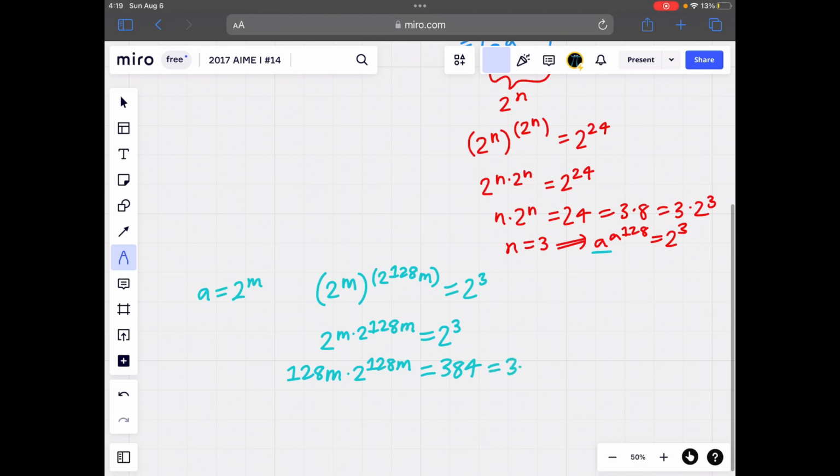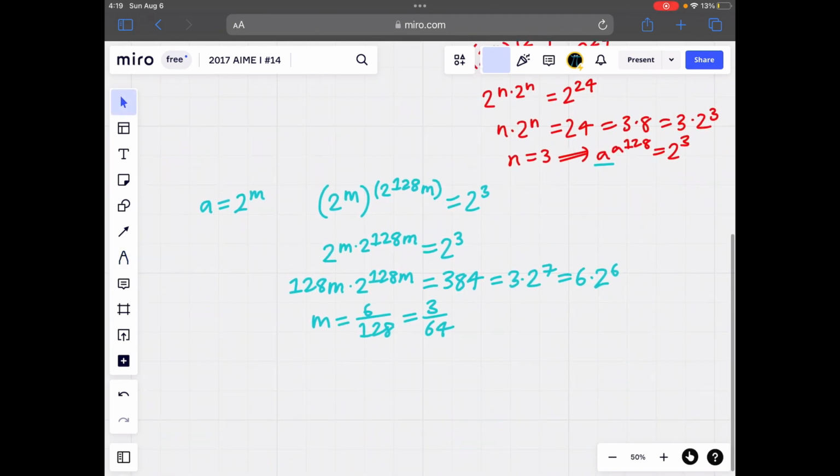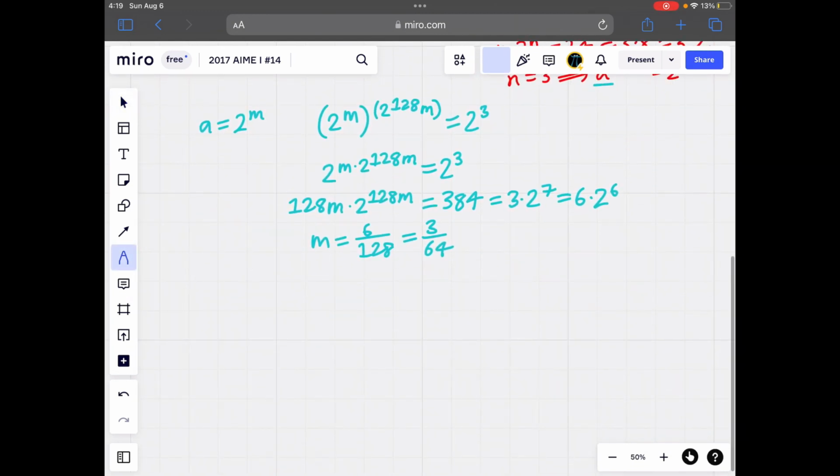And that's equal to 3 times 2 to the 7th, which is 6 times 2 to the 6th. So 128m is equal to 6, as you can see here. We have m equals 6 over 128, which is just 3 over 64. So a to the 256 is just 2 to the m, which is 2 to the power of 3 over 64, to the power of 2 to the power of 256m. 256 times 3 over 64 is 768 over 64, which is 12. So 2 to the 3 over 64, to the power of 2 to the 12th.